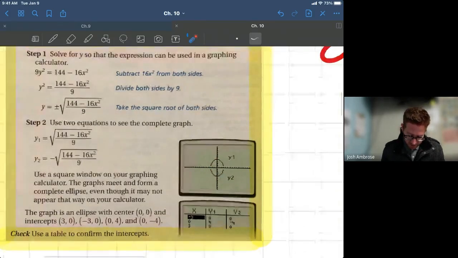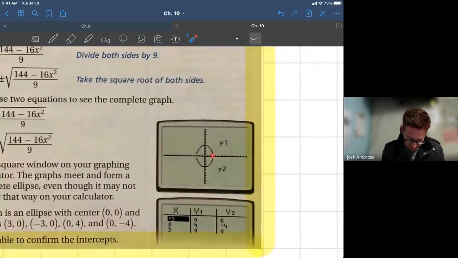Now, I want you to notice, you see how it looks like they don't actually connect? Sometimes these graphs don't show it, but they actually do. All right, and so if you just think, oh, it's not actually making a circle, it looks like it's half of a circle, or it's something that just got pulled apart, it does actually complete the circle, but the graphing calculators don't always represent that.